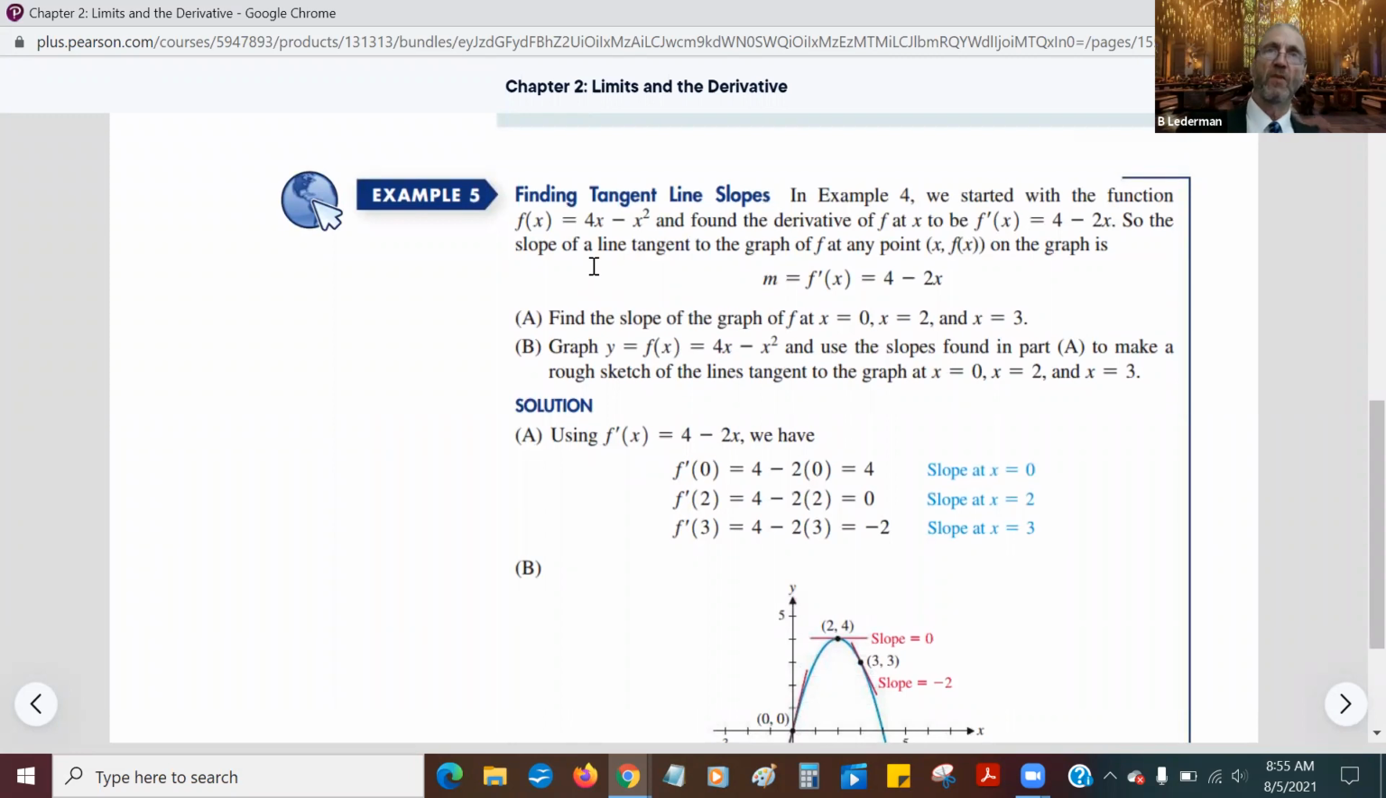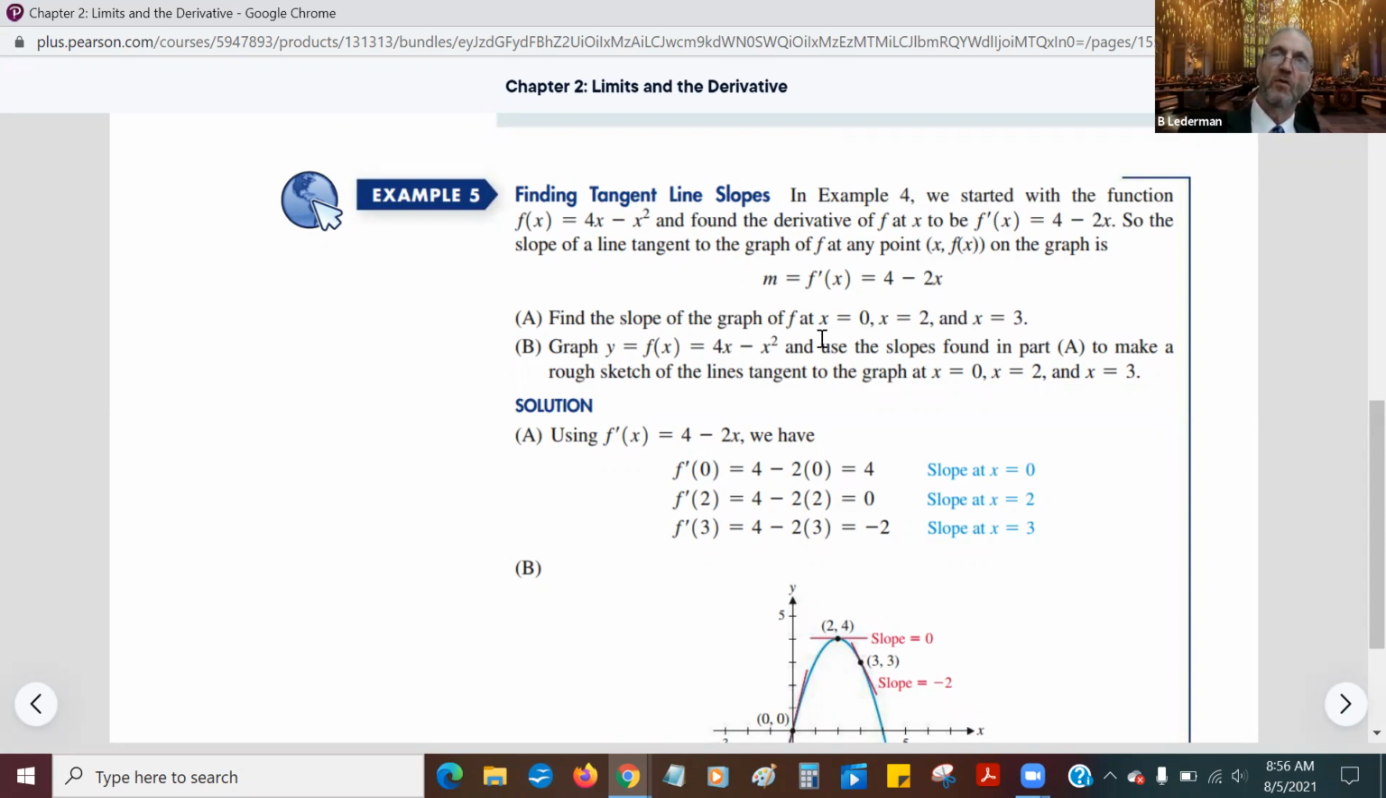So we had the function 4x minus x squared, and we found the derivative is f prime equals 4 minus 2x. So the slope of a tangent line to the graph at any point (x, f of x) on the graph is m equals f prime of x, which is 4 minus 2x.